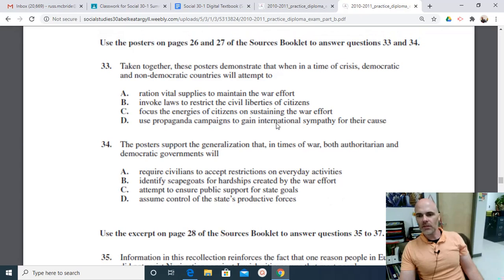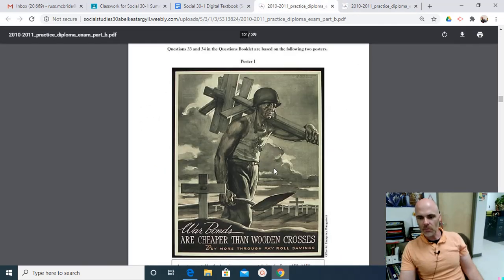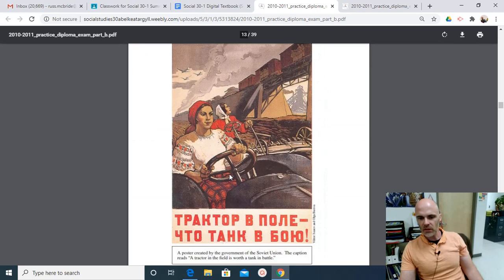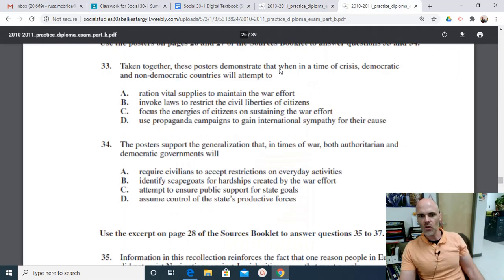Use propaganda campaigns to gain international sympathy. Are they targeting people outside the US? Are they targeting people outside the Soviet Union? No, so it can't be D. Who picked D?